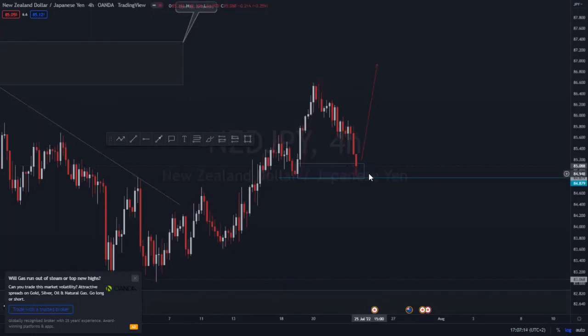But yeah, this is confusing for me as well. I don't see a lot of setups. I think the one that's high probability for me is the one that we saw on EURUSD.